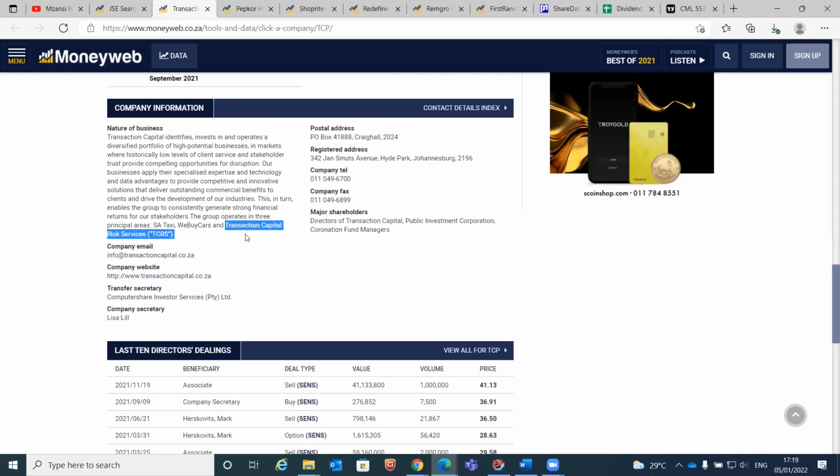I'm not really familiar with Transaction Capital Risk Services. I would imagine that maybe it's an insurance company for the taxi guys or something else there, but you can find all that information on their website to see what they're talking about.